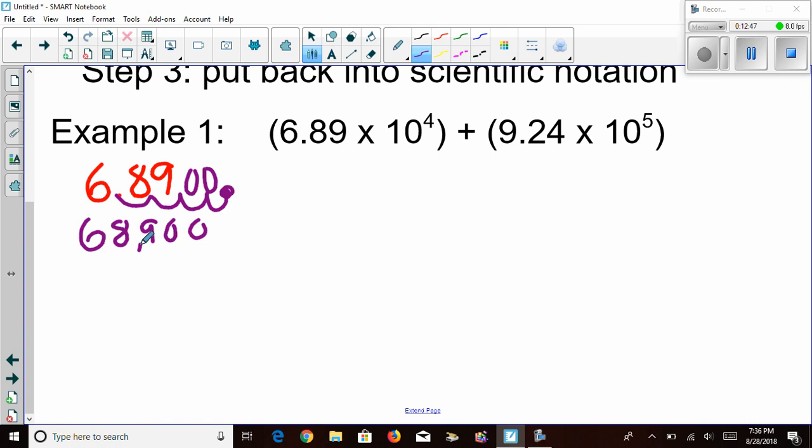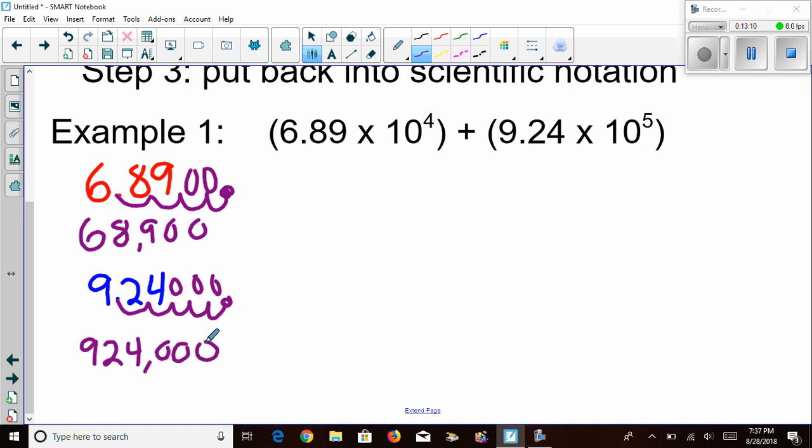And then I'm going to do the same thing for the 9.24. It's to the 5th power, so 1, 2, 3, 4, 5, and then fill in my zeros for the new number of 924,000. And now I've completed step 1.